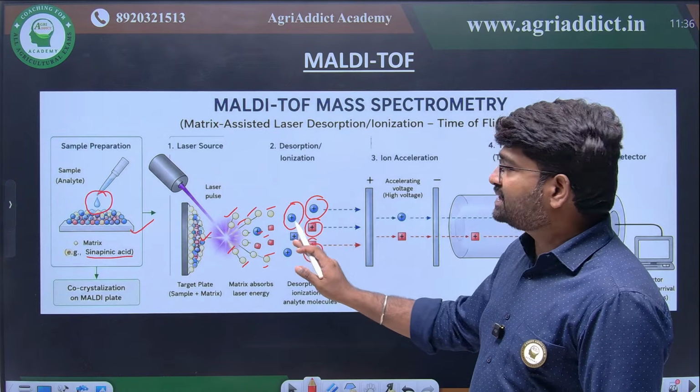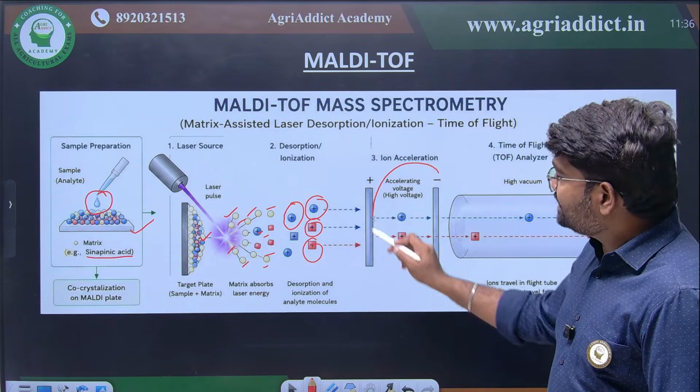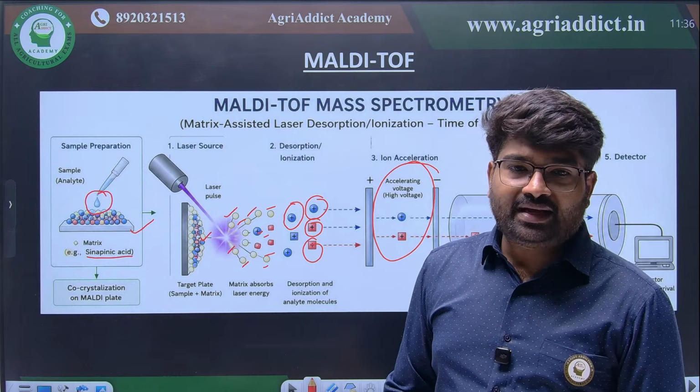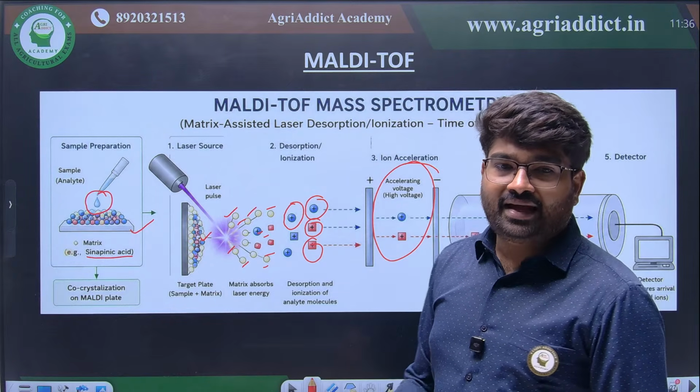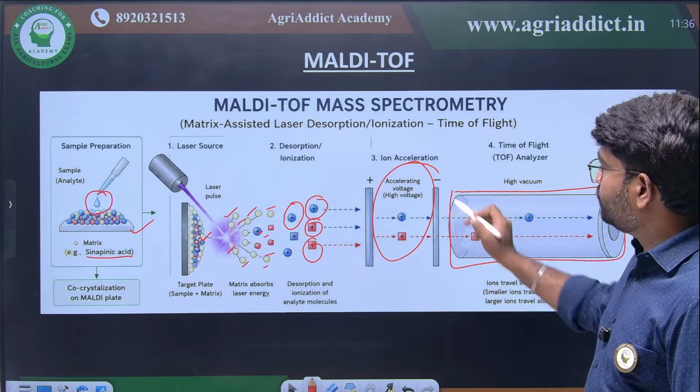Ions of different molecular weight will be there. These ions will be accelerated by applying a high voltage. Then they will pass through a high vacuum environment.